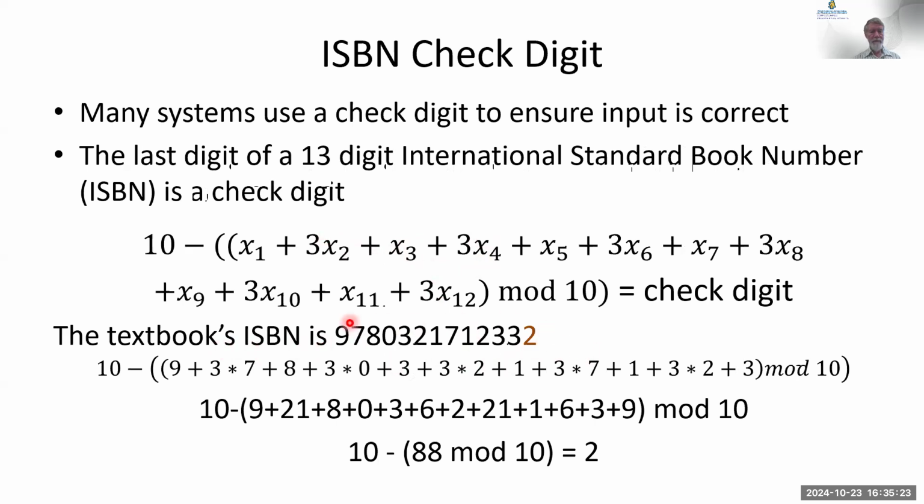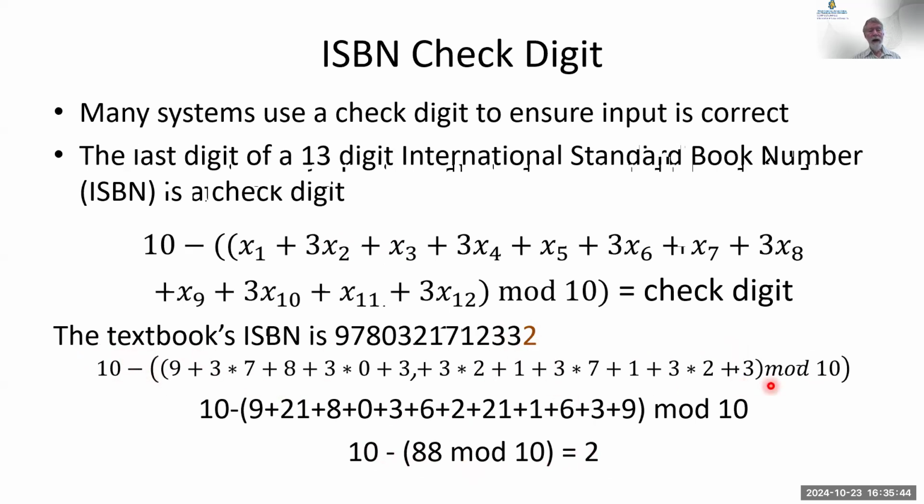So here's an example. We have the ISBN number of our textbook. You take all the digits except for the last one, and you do that calculation, mod 10. By now, you should be pretty good at this mod function. And then you subtract the result from 10, and it gives you a number between 0 and 10. In this case, it's 2, and that would be the check digit.